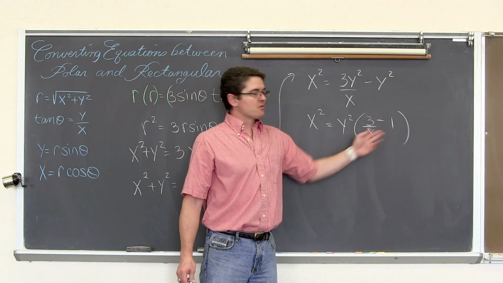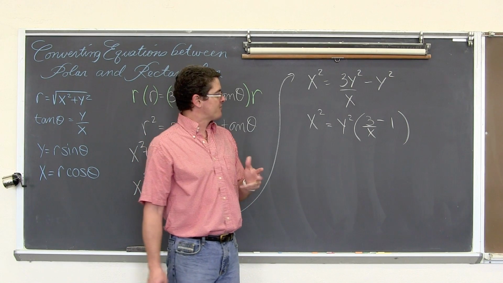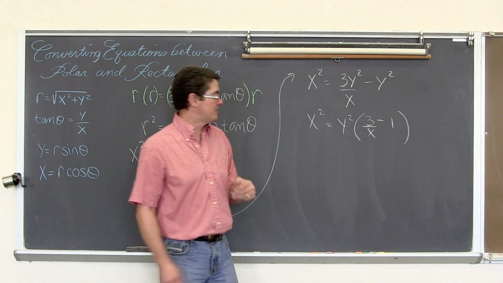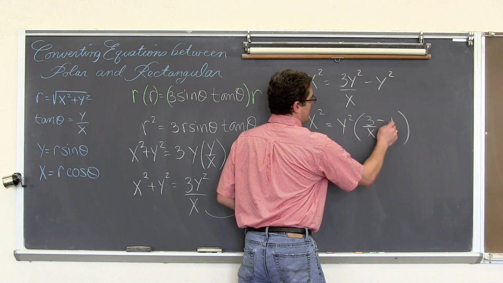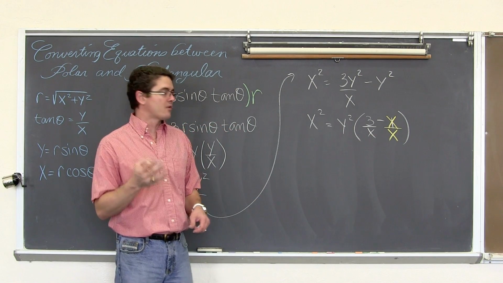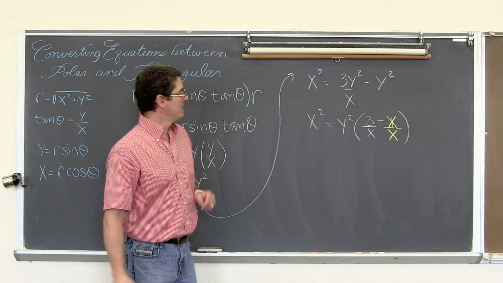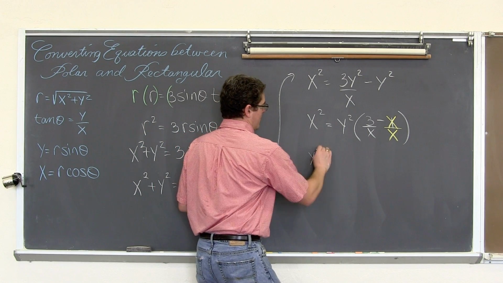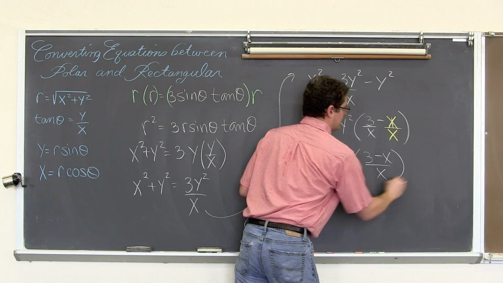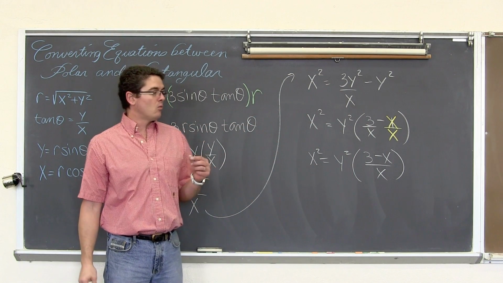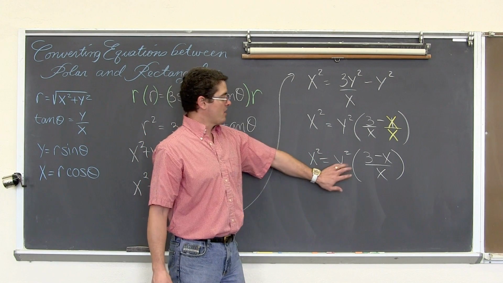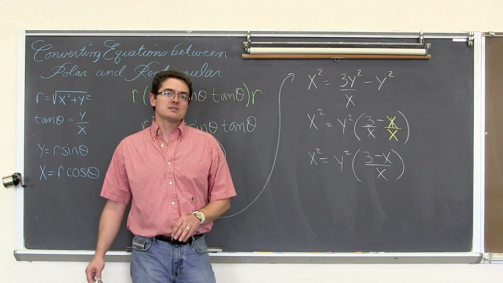I want to get rid of this grouping that has two terms in it, but I'm going to just, for convenience's sake, make those two terms equal to one term by finding a common denominator. So that's going to be 3 minus x over x. I'm going to take that 1 and make it x over x, so I have a common denominator. So now we've got x squared equals y squared times 3 minus x over x. And I want to get that y squared factor alone. That y squared is multiplied by 3 minus x over x.